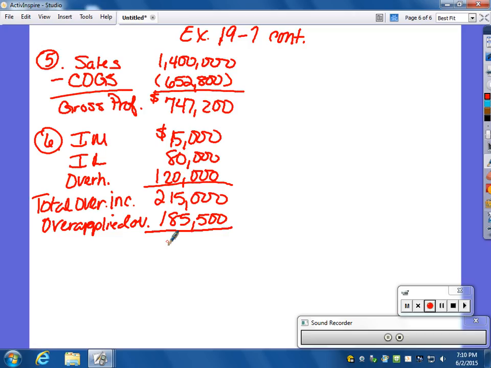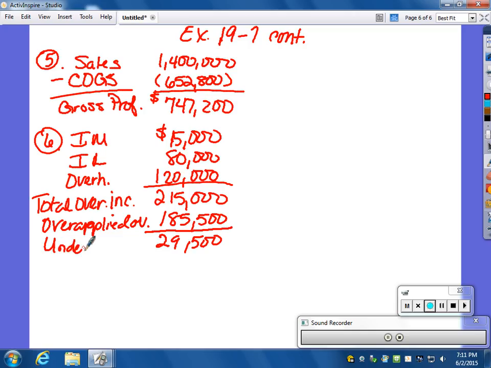No, it's 215. Oh yeah, I didn't put the 185.5, I did put 185. Okay, 215 minus 185.5 is 29.5. Is this over applied or under applied? Under.